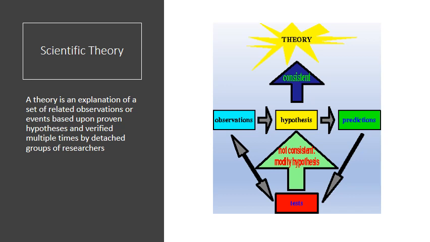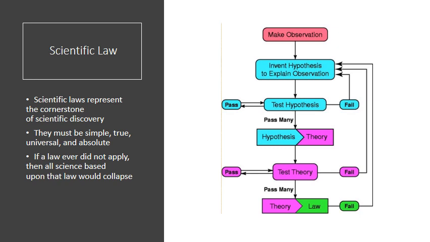It has really been shown again and again. Theory of evolution, theory of natural selection, theory of gravity, theory of relativity, theory of inheritance, chromosome theory. We have lots of theories, and they are our best explanation as to how the world works. That is not how most people use the word theory, but it's how scientists do. The other thing we'll talk about is the scientific law. A scientific law is the cornerstone of scientific discovery. A law is simple, true, and absolute. It's universal, it's everywhere.